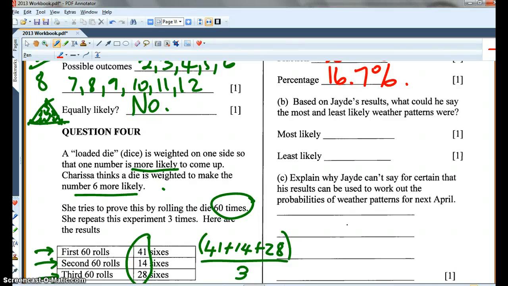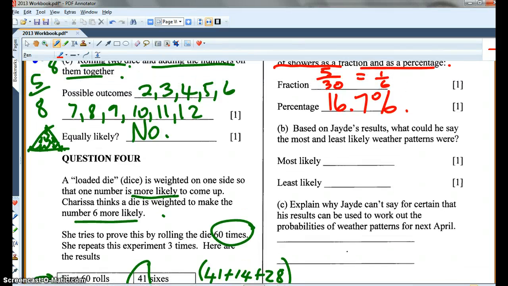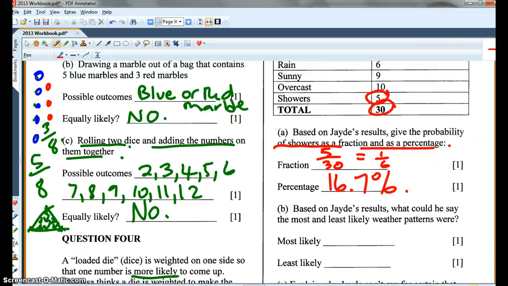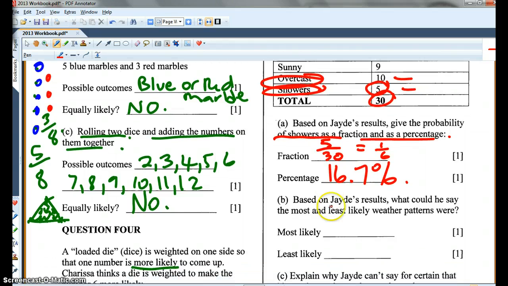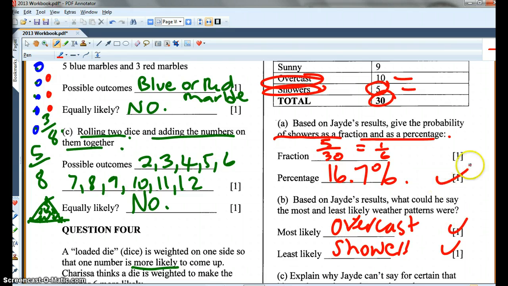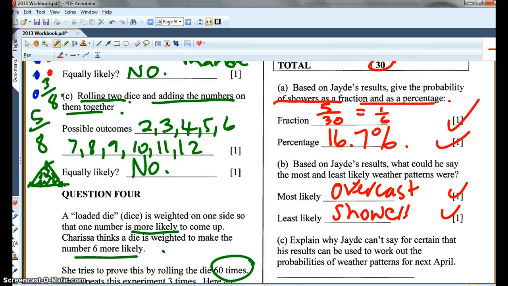Based on Jade's results, what can he say the most and least likely patterns are? So what's the most likely? Overcast, and the least likely? Showers. That's the biggest number, that's the lesser number. So the most likely is overcast and the least likely is showers. So we're getting points there and points there. Nice.